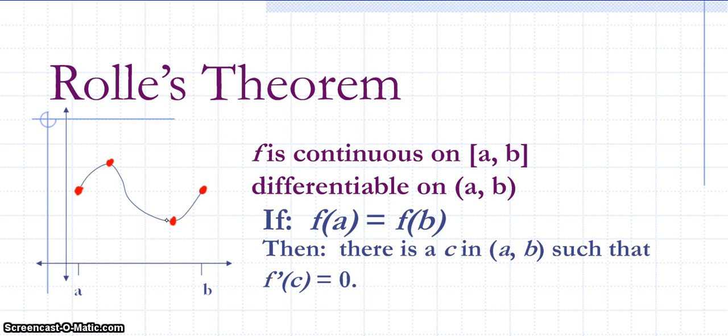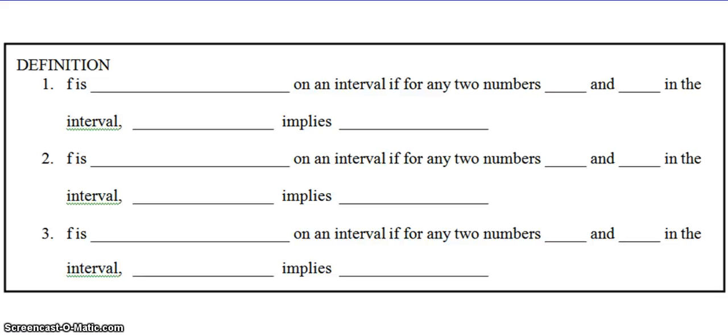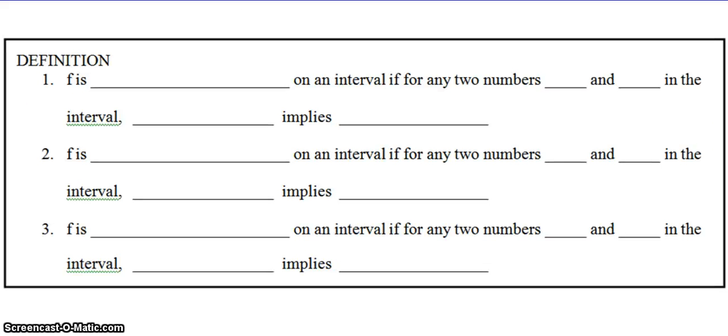Even if the function is a horizontal line, this still holds true. So as long as it's continuous between a and b, if f of a equals f of b, then somewhere in between there the derivative has to equal 0. Again, that should be kind of common sense, or should just make sense. Alright, so now some more definition stuff.